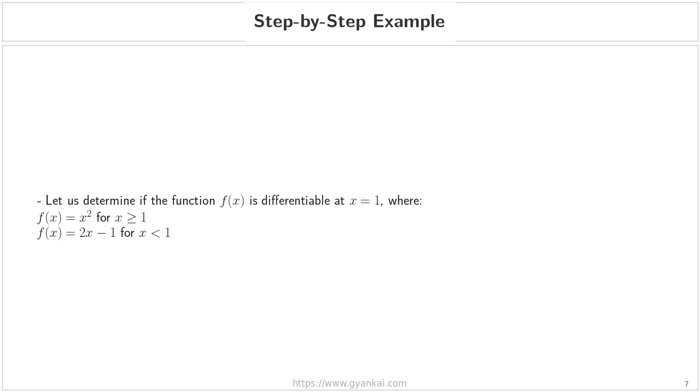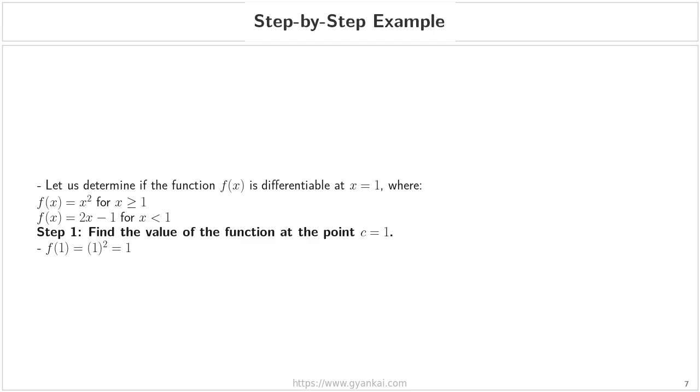Step-by-step example. Now that we have covered the theoretical definitions and the conceptual analogy of the smooth path, let us apply these principles to a concrete example. We want to determine if the function f of x is differentiable at the point x equals 1. Notice that we are dealing with a piecewise function here. For values of x greater than or equal to 1, the function is defined as x squared. However, for values of x less than 1, the function is defined as 2x minus 1. To check for differentiability, we will follow a systematic four-step process.